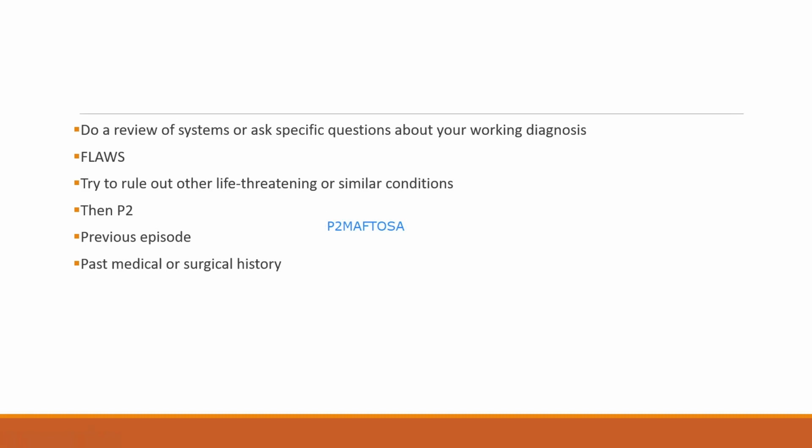What does the A stand for in your mnemonic? Medications. No, the A. Allergies, thank you. And then the M? Medical history. So your A is allergies, your M is medication, family history, traveling, occupation, social history. Anything else? That's it. Perfect. So you have to have that.